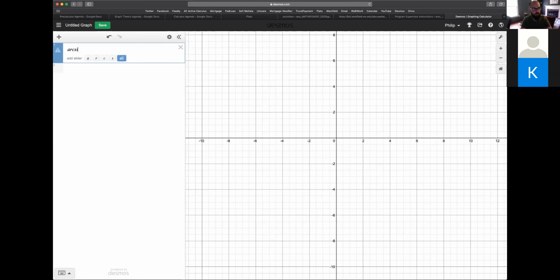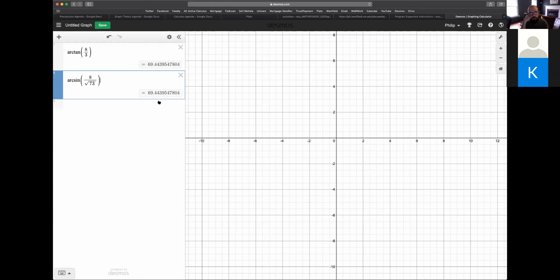Our values here were arcsine of 8 over 3. No, it was arctan of 8 over 3. You're right, arctan. My angle is 69.44, and then arcsine of 8 over the square root of 73. You can see that they do give me the same thing. So this angle is 69.44, if we want to round it off that way.